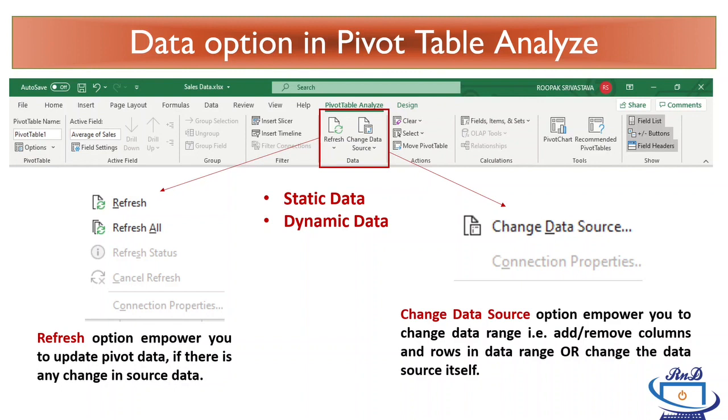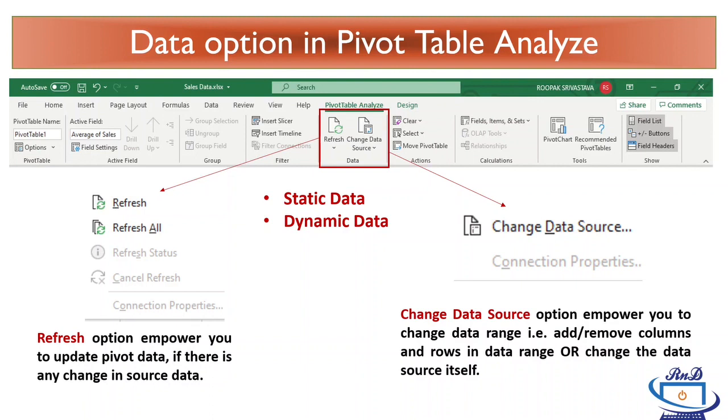Static means the data values in the range which we have selected for the pivot table will not change anymore. We will be working with the same values of the data while filtering the pivot table or adding column rows in the pivot table.